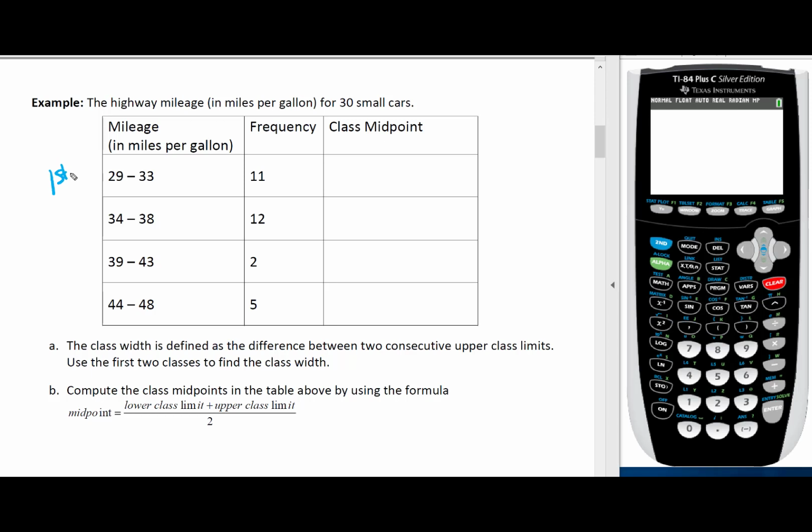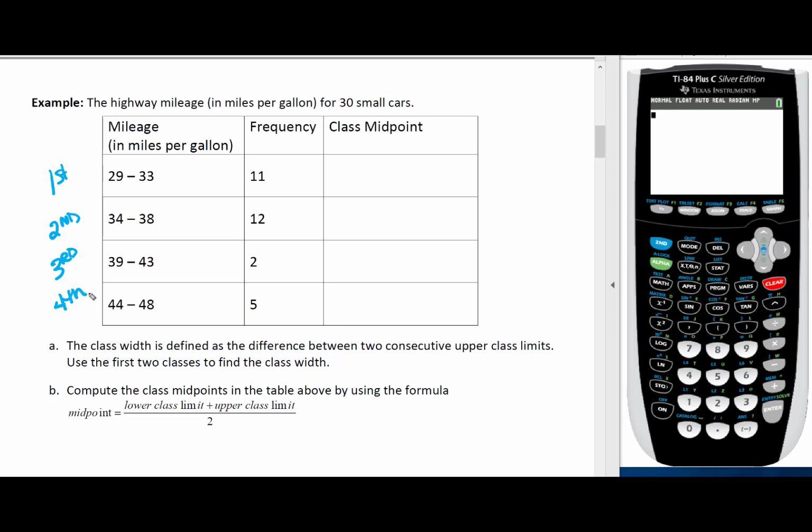The next class is between 34 and 38. That's considered our second class, and there are 12 cars with that mileage. Next one is 39 and 43, and there are 2 for the third class. The fourth class, between 44 and 48 miles per gallon, that's really good. There are 5 cars, and that's the fourth class.